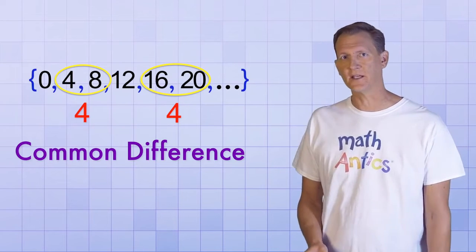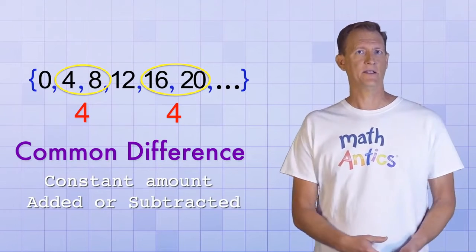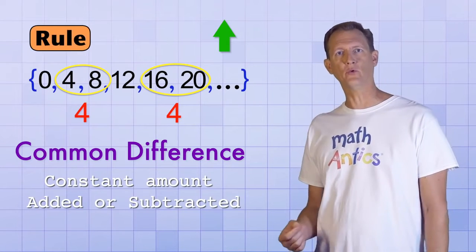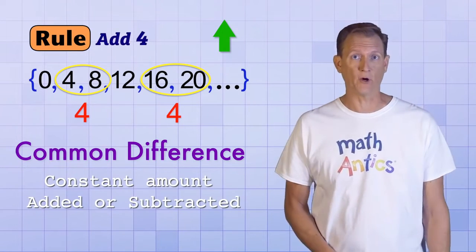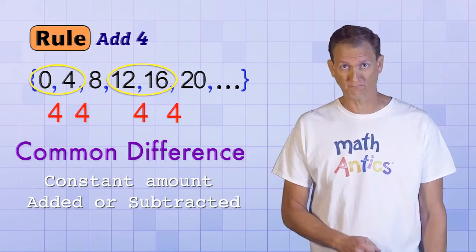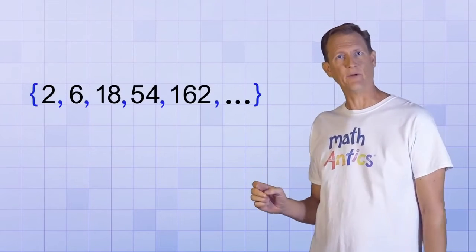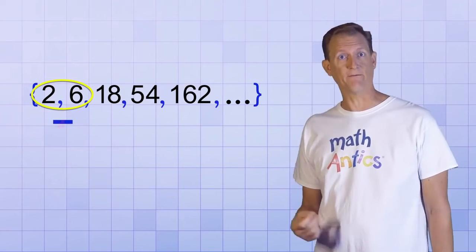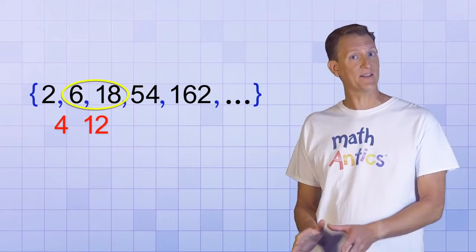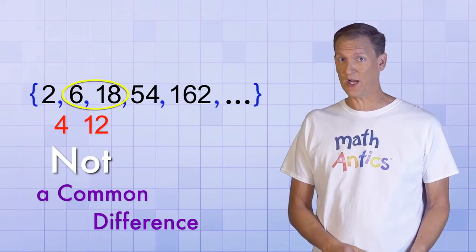The common difference is a constant amount that's either added or subtracted to each new element. Since the common difference here is 4 and the sequence is increasing, that means the rule for this sequence is probably add 4. You can check to make sure all the other elements are following that rule just to be sure. But what if we don't find a common difference for a sequence, like this one? If we take the first two elements and subtract them, we get 4. But if we take the next two elements and subtract them, we get 12. That means that there's not a common difference for this sequence. So it's not based on a simple addition or subtraction rule.